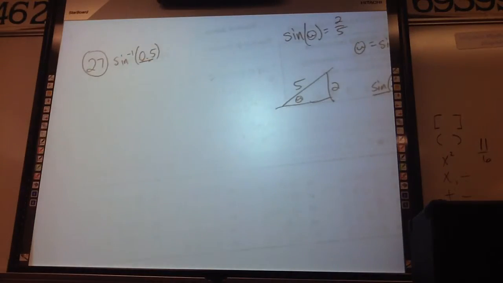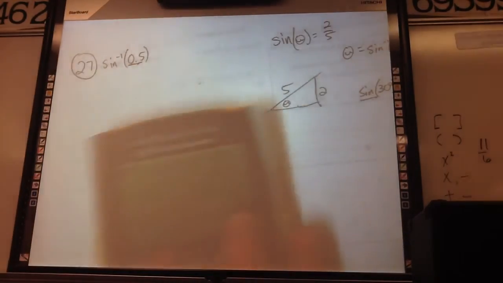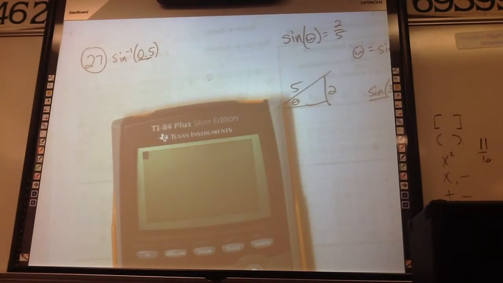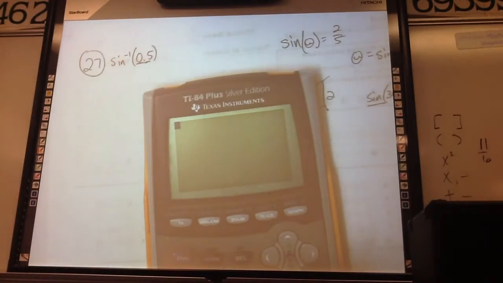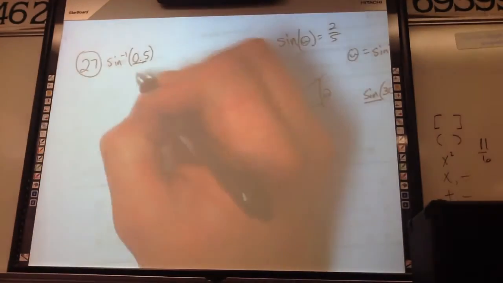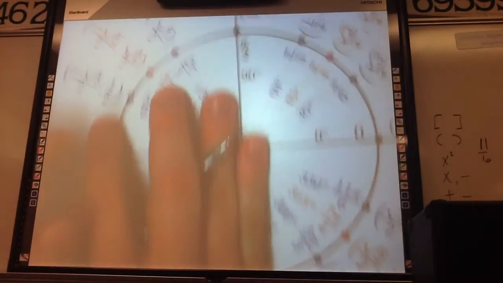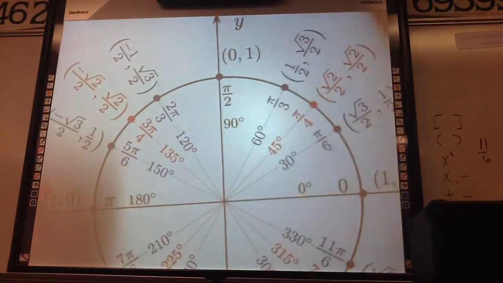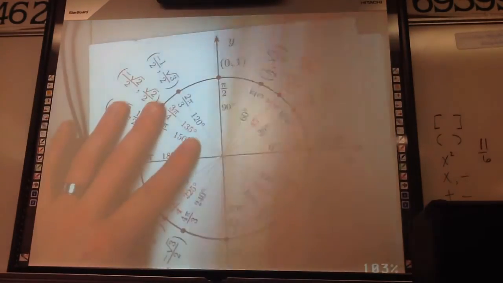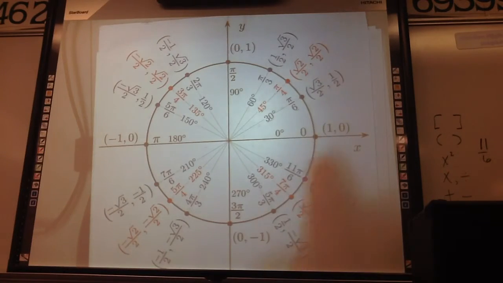You could use your unit circle or you can use your calculator. If I get an ugly number in radians, you should just use your unit circle. It says use exact answers when possible. You know 0.5 is 1/2. So if I said which angle has a sine of 1/2, what are you going to tell me? Pi over 6 or 30 degrees. Yeah, don't you see?